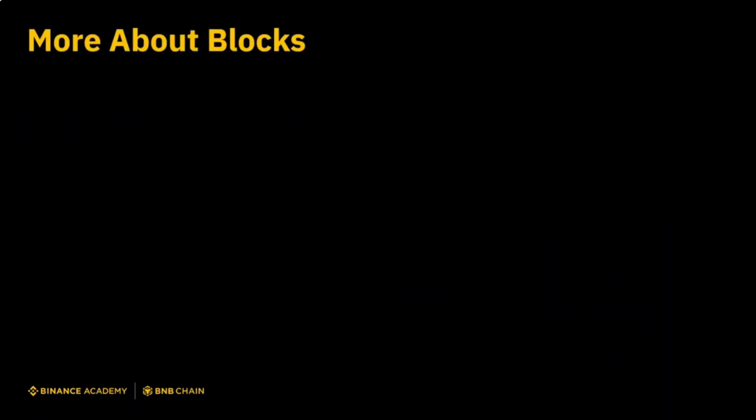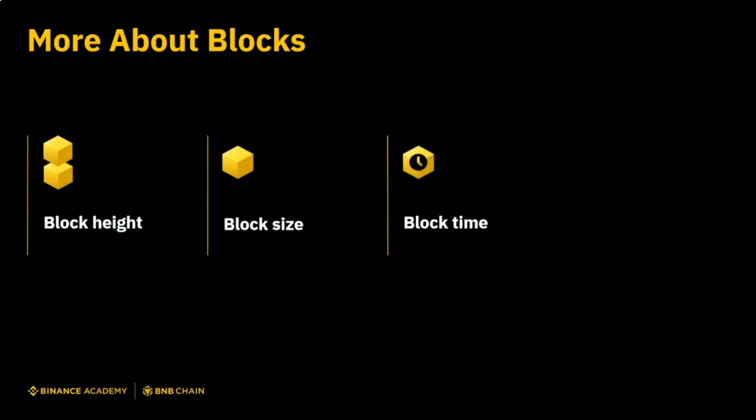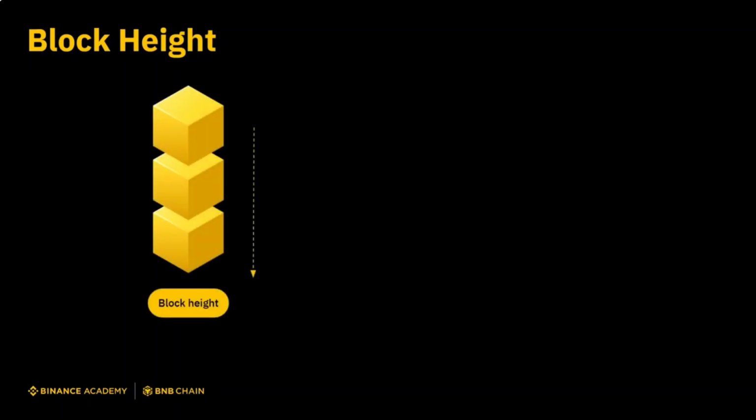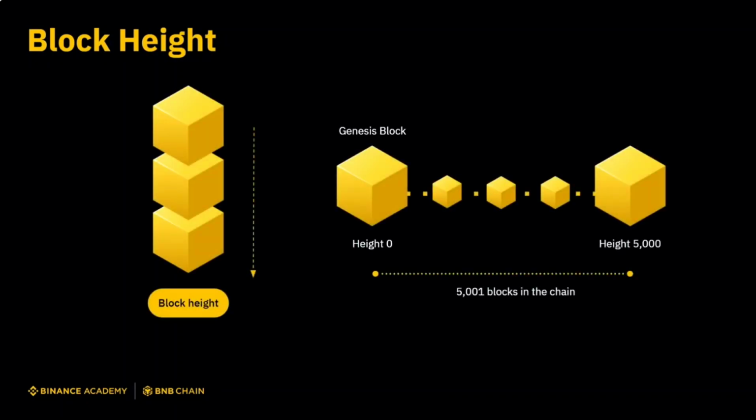Now let's understand the fundamental characteristics of the block: block height, block size, and block time. Block height indicates the block's position in the blockchain and the overall length of the blockchain. The starting block, known as the genesis block, kicks off with the height of 0. Every subsequent block adds 1 to the height. For example, if the block has a block height of 5,000, it signifies that there are 5,001 blocks in the chain, including the genesis block.